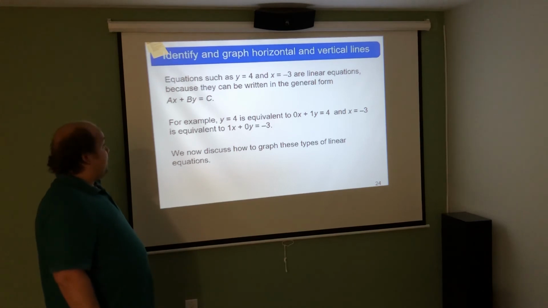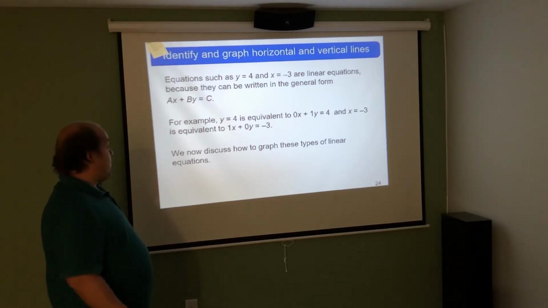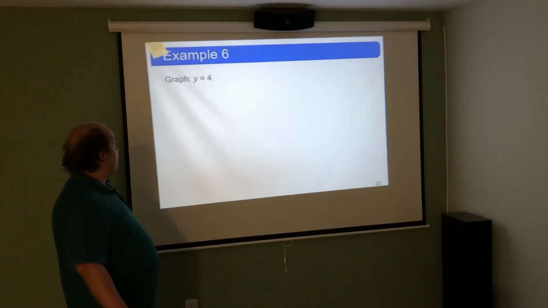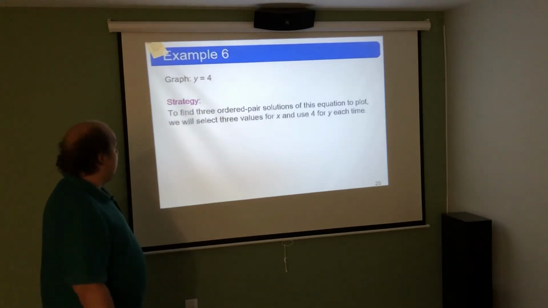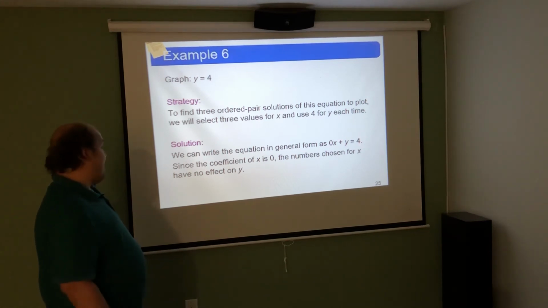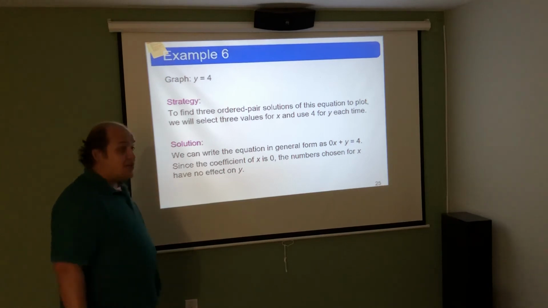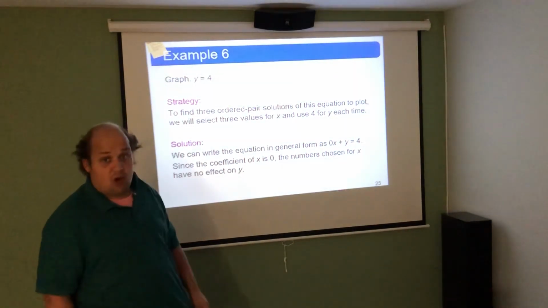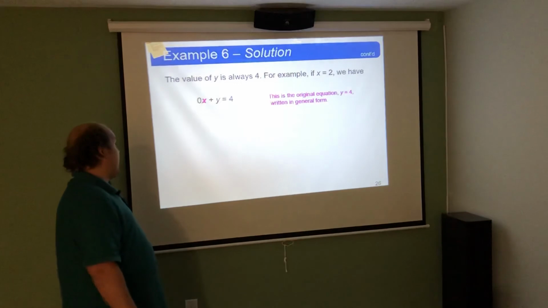Equations such as y equals 4 and x equals negative 3 are linear equations because they can be written in this general form, but we want to talk about how these linear equations look when they only have one or the other, either x or y. So if I went to graph y equals 4 and I wanted to find 3 ordered pair solutions, the equation is 0x plus y equals 4, so I can plug whatever I want in for x, and I'm always going to get 4 back for y. So the numbers that I choose for x do not matter at all for the outcome for y.